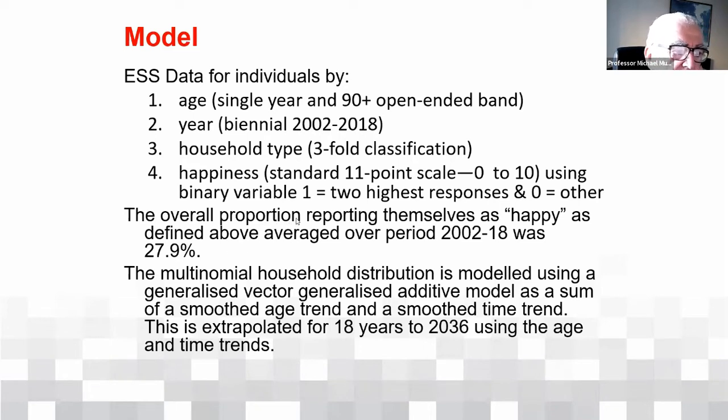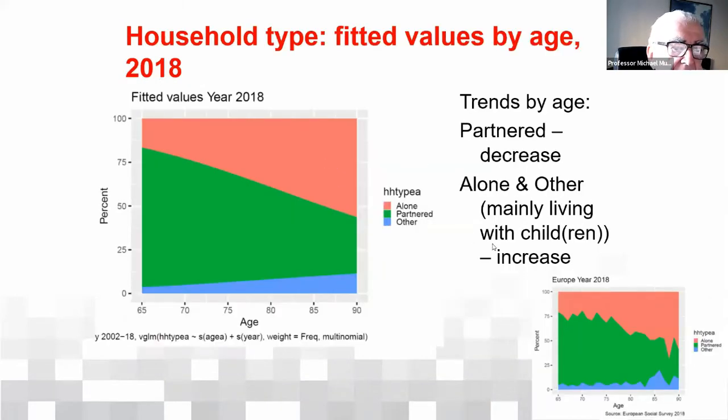And so what I did was to fit a multinomial model to the data and extrapolate that model into the future to get the expected household distribution up to 2036. And this is the sort of information that we get. This is the data I've shown before, the distribution, for example, by age. And this shows the fitted values, the smooth fitted values to remove random fluctuations. This is actually for 2018.